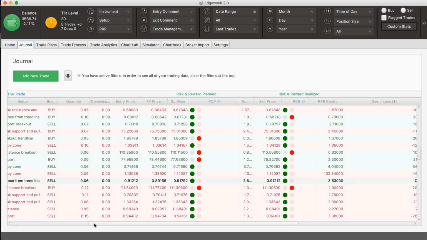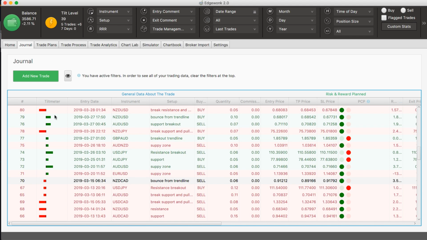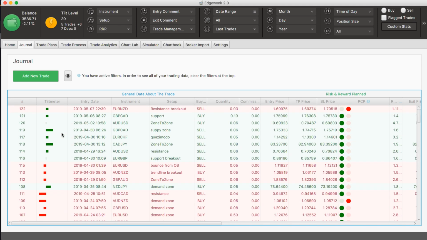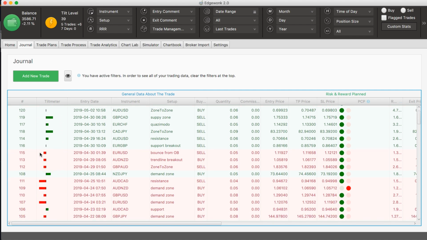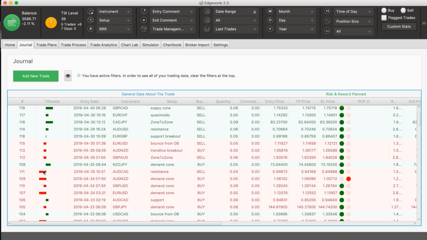So now the next step, we can go to the journal and just look at, in the first column, when we scroll to the left, or in the second column, the tilt meter, to see how the trader is performing. The tilt meter gives you an idea of how well the trader respected the rules, how disciplined he was, or if he broke the rules. A green tilt meter shows that the trader respected the rules, that he took the trades according to his plan, and a red tilt meter shows that he didn't do that and he maybe broke his rules, or he took trades that are not in his trading plan.